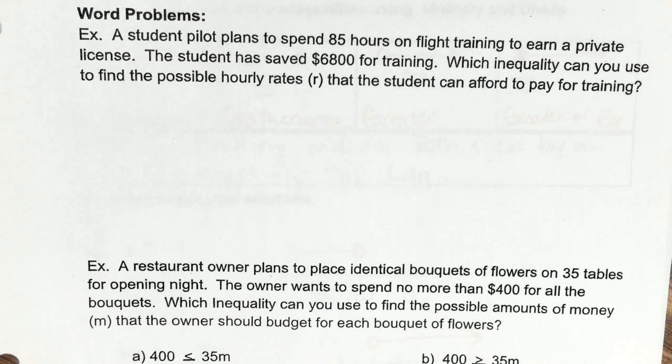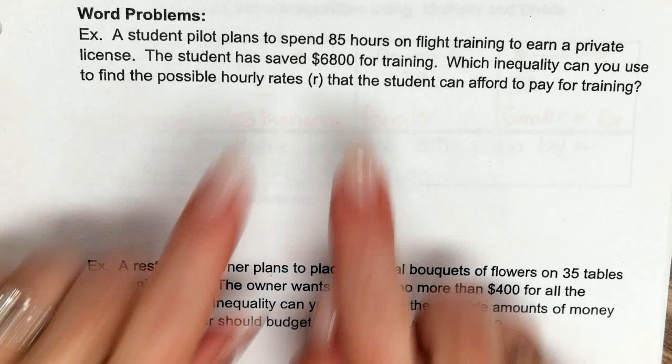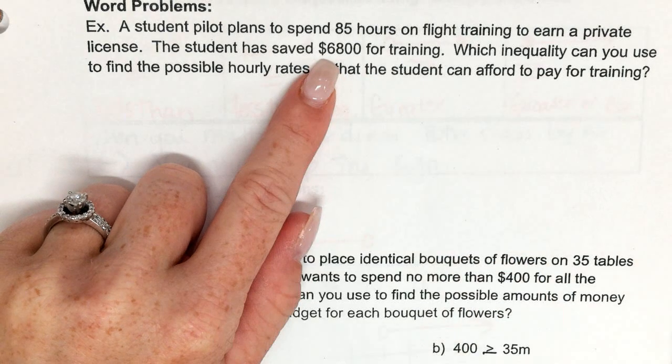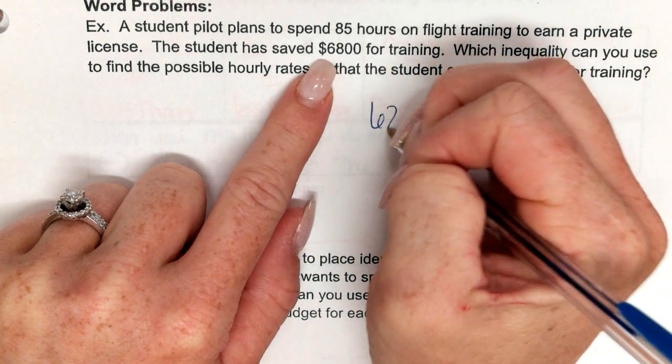A student pilot plans to spend 85 hours on flight training to earn a private license. The student has saved $6,800 for training. Which inequality can you use to find the possible hourly rates that the student can afford to pay for training? So this is how much they've saved. So that's going to go on what side? The right.